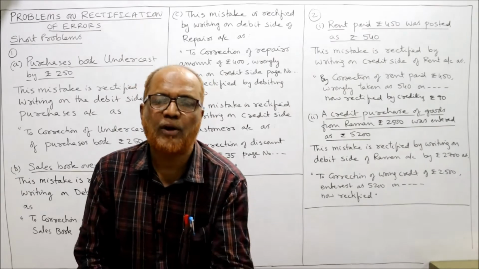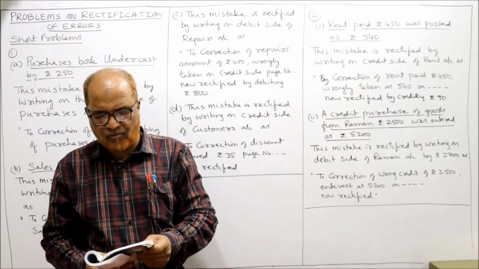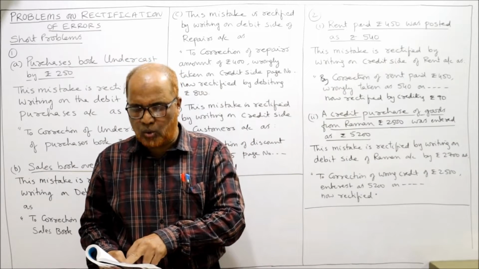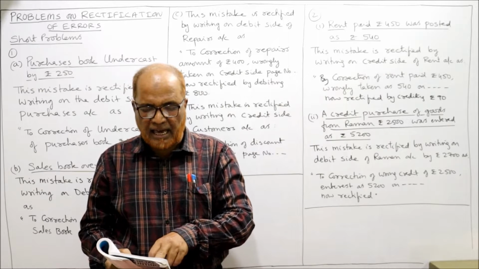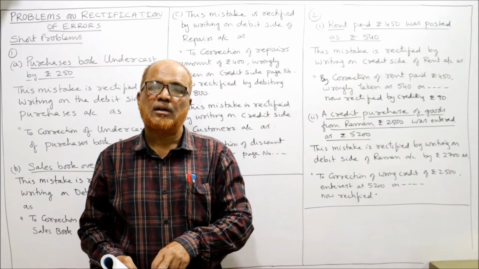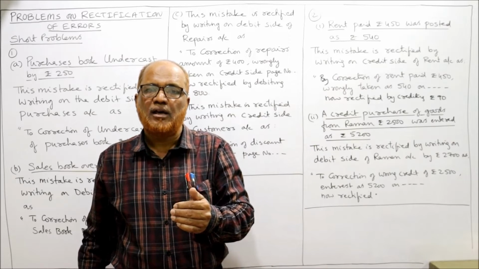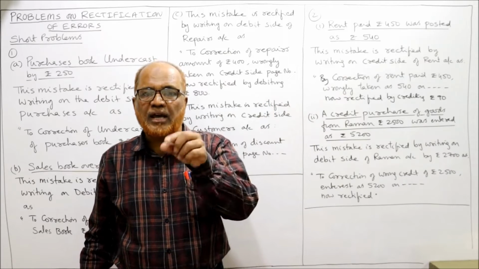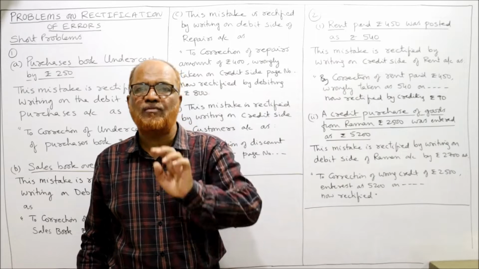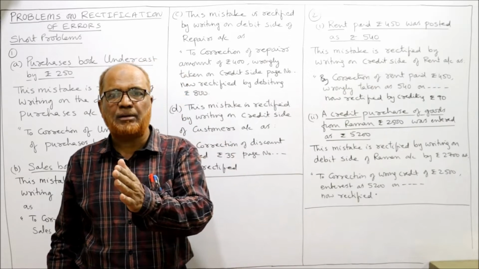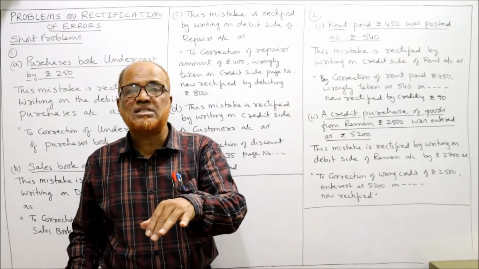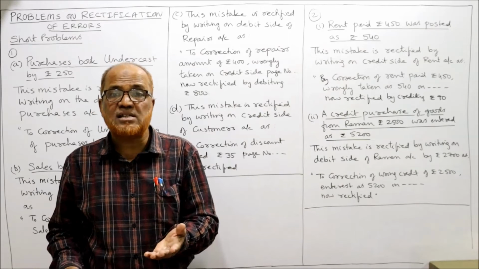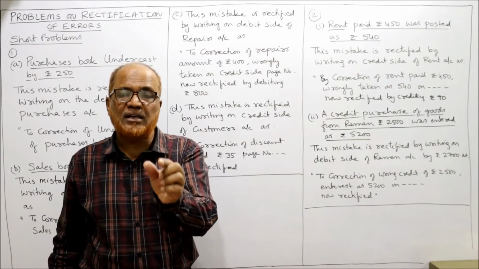That's all. Now, one more point is there in the second problem. A credit purchase of goods from Raman, 2500, was entered as 5200. When we purchase goods from Raman, the entry is purchases account debit to Raman account. The Raman account should have been credited by 2500. But by mistake it is credited by 5200. So how much is the excess amount? 5200 minus 2500.